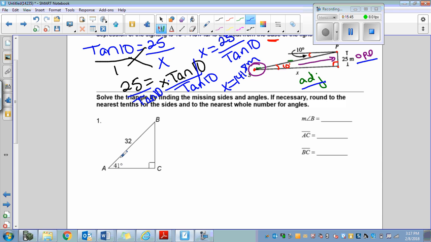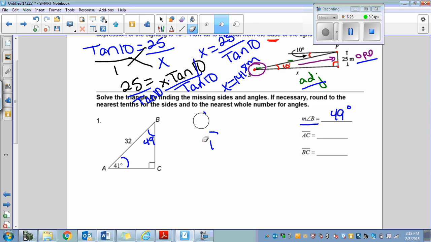But since we have two angles, I can find a third angle pretty easily. Since they all add up to be 180, or since this is 90, I know these two have to be 90. They're complementary angles. So let's do that. What is 90 minus 41? Let's plug that into our calculators. 90 minus 41 is 49. So this right here is 49 degrees. The measure of angle B, that's how you read that, M is measure of angle B, is 49 degrees. So we're done with our angles. Those are whole numbers. We're okay.